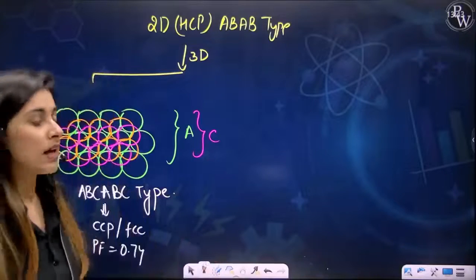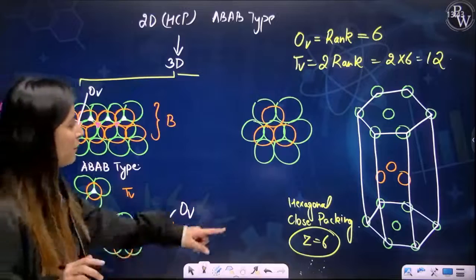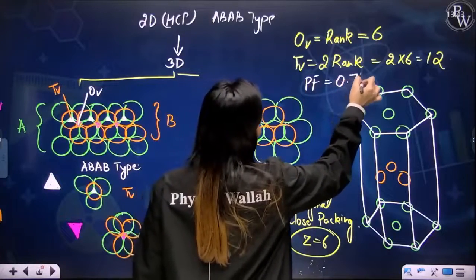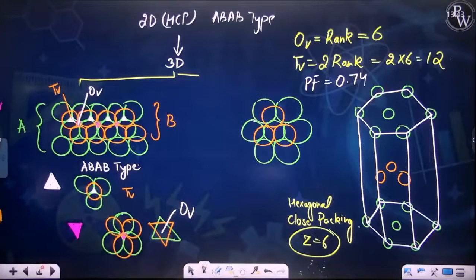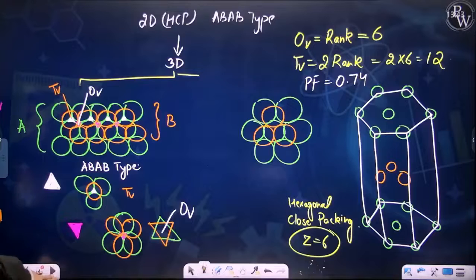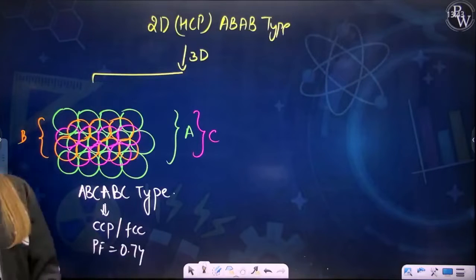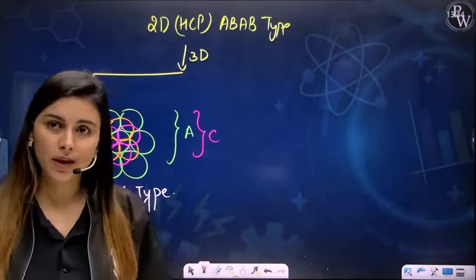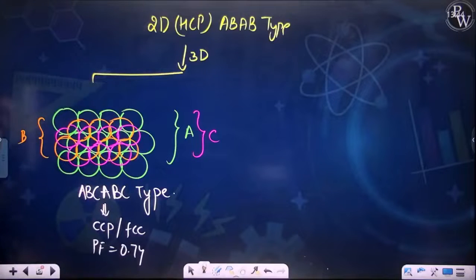Okay, yes. One important thing which we haven't written here, the packing fraction of HCP is also 0.74. Please write it down. Perfect. So this is what you can talk about the third type of layering. Okay, I hope you're clear with this. Please write it down.